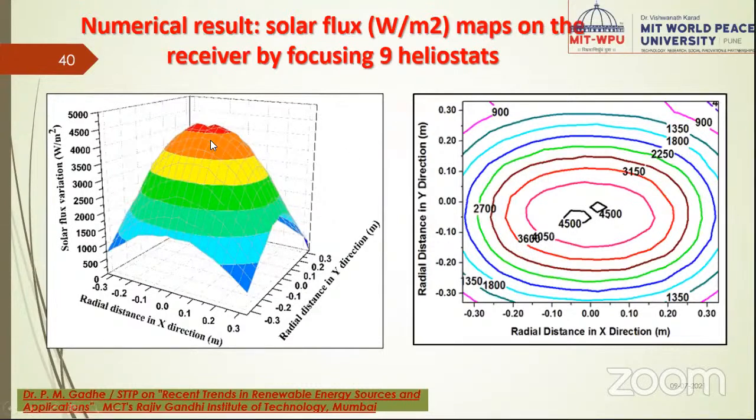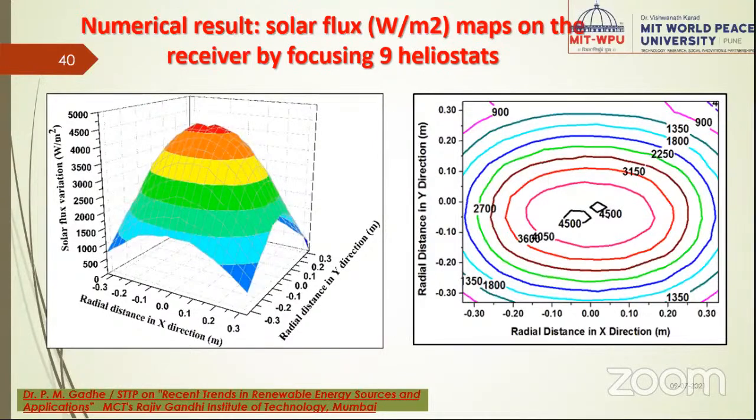You can see that this is the surface plot we have plotted for the flux, and this is the contour plot we have plotted for the 9 heliostat. You can see the variation of the flux. It gives you the flux in watts per meter square, so you can plot it and analyze the flux distribution.